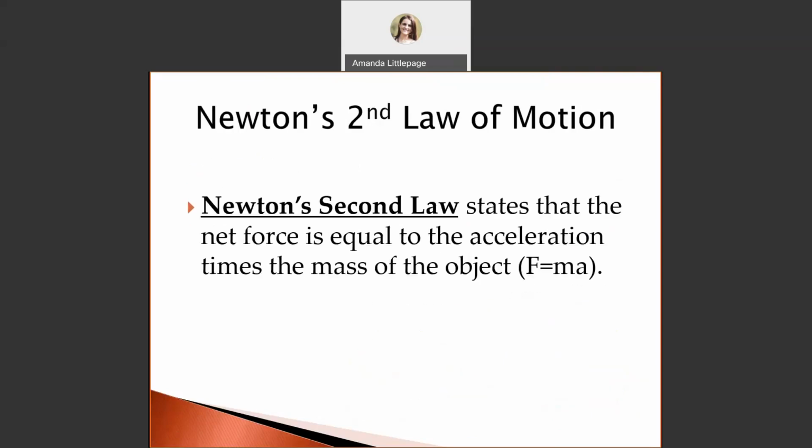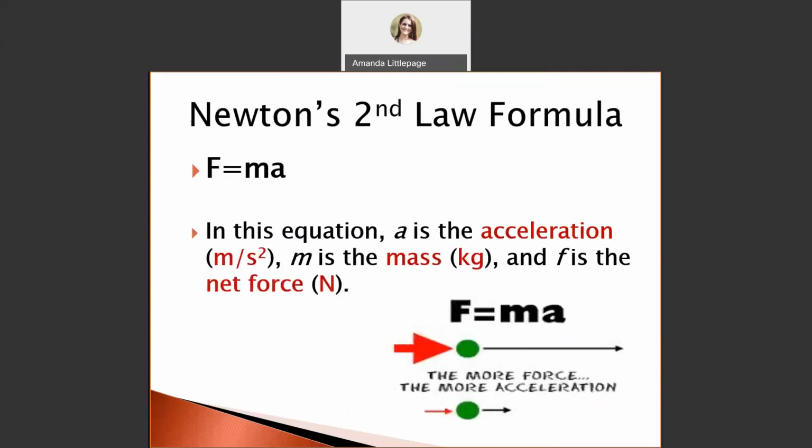Remember that Newton's second law states that the net force is equal to the acceleration times the mass of the object, or F equals m times a is the specific equation. We can use this equation to determine F, the net force, in relation to the mass and acceleration of an object, or we can rearrange the equation and solve for mass, or solve for acceleration. The units for acceleration are m/s², meters per second squared. Mass is always recorded in kilograms, and F is the net force in newtons.